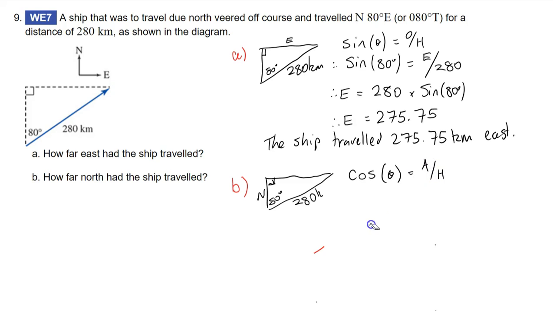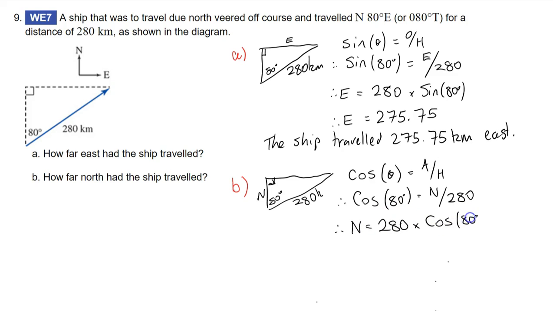If at any point you want to pause this video and work ahead and then use it to check it, you can. So cos of 80 degrees, my adjacent is my north, my hypotenuse is 280. At the moment it's on the top, it's being divided by 280, so we're going to do the opposite, which is timesing by 280. So I get to there without having to use my calculator.